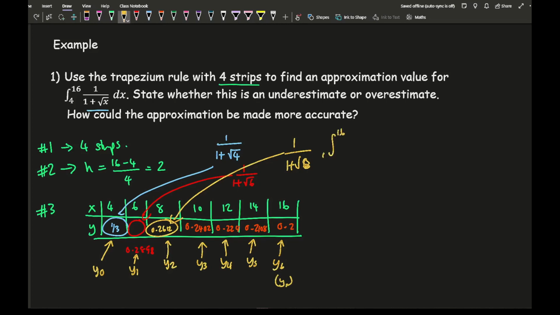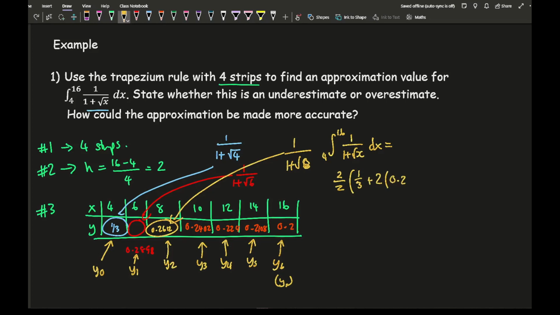So I've got 16 over 4 of 1 over 1 plus root x dx equals, and then I just need to substitute the values in the formula. So I've got h over 2, which is 2 over 2, over then y0, which is 1/3, plus 2 lots of all of these numbers apart from the last one.